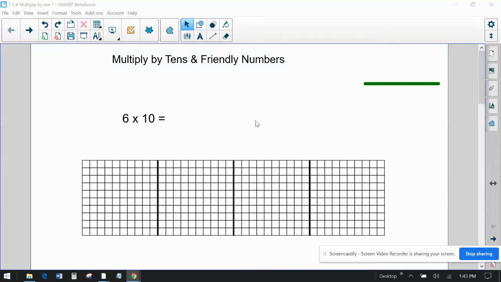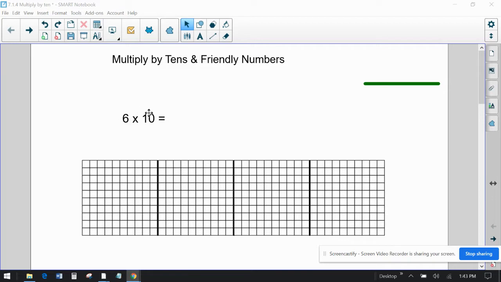So today we're going to continue our unit on multiplication. We are going to multiply by tens. There's a trick to that. And then also we're going to extend that even further to not just tens, but friendly numbers, numbers that have zero in the ones place, but they're double digit.